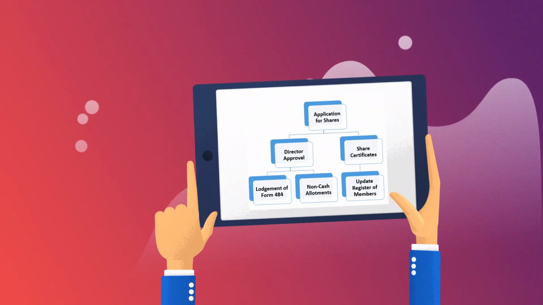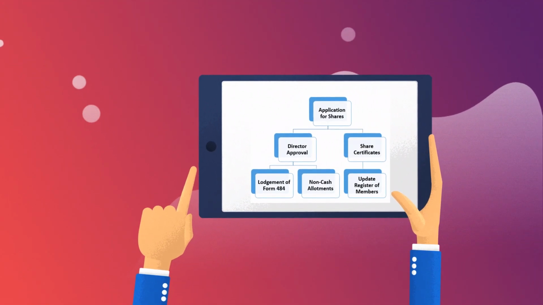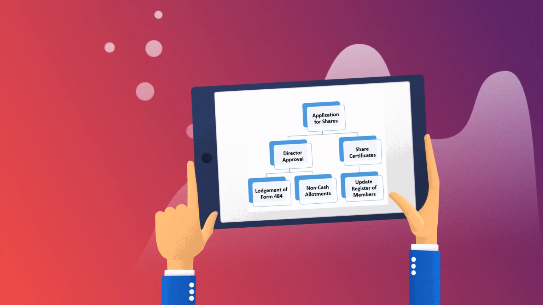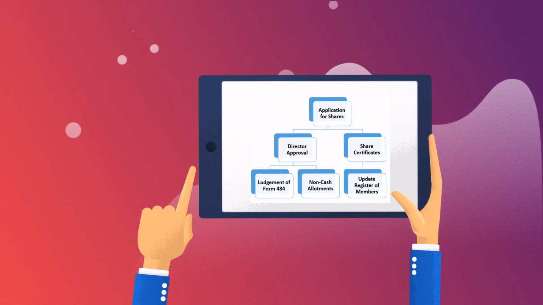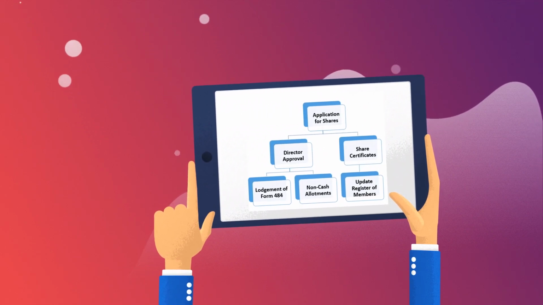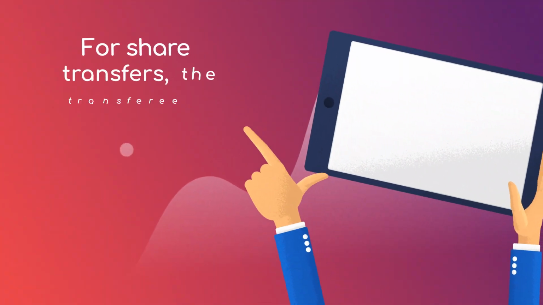Allotment of shares. The allotment process includes receiving applications, director approval, issuing share certificates, lodging forms with ASIC, and updating the members register. Transfer of shares.